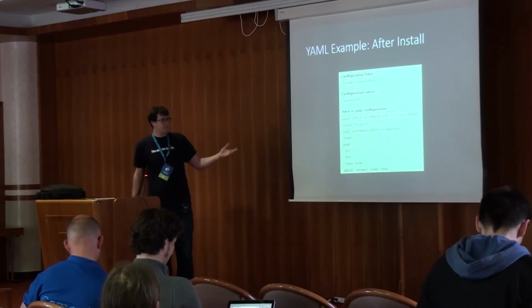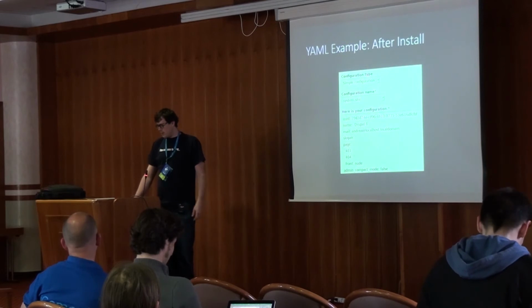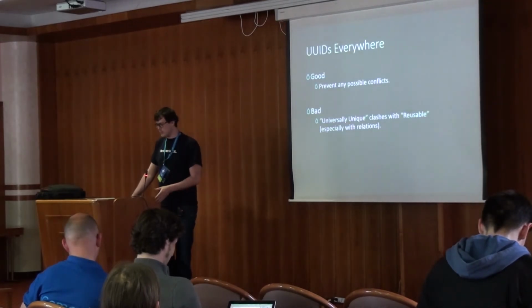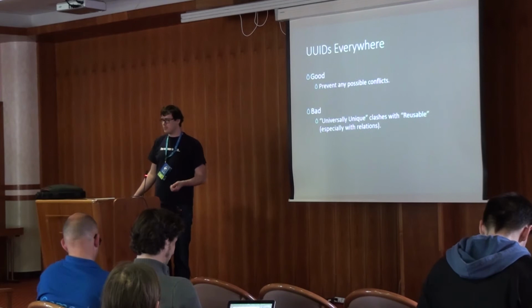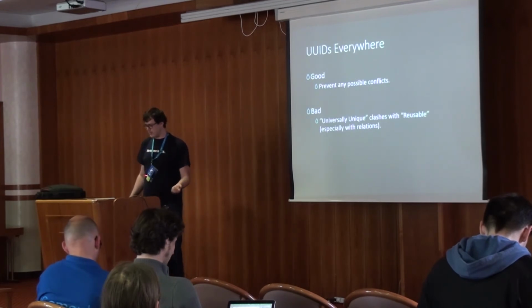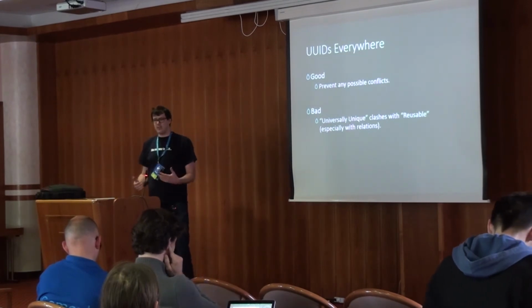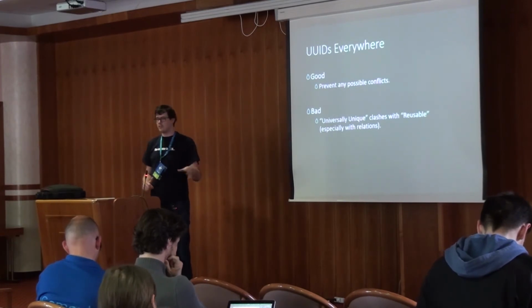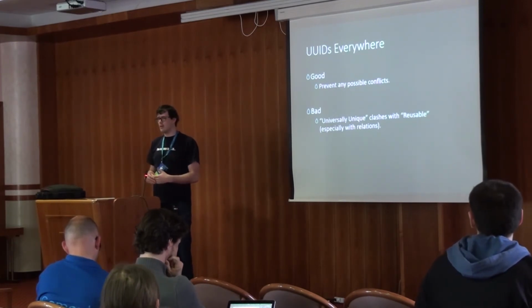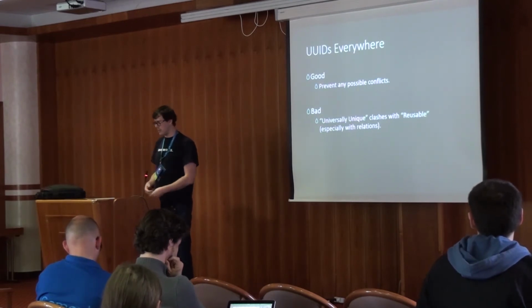And one of the biggest differences is the UUID that gets added. And the UUIDs are everywhere. And this is good because it prevents possible conflicts, since they're universally unique. But it's also bad because universally unique fundamentally clashes with the concept of reusable. So, especially with relations, and this is one of the reasons why the configuration for one site is for this site only, and this is why the site needs to be the same on the development environment and the production environment.